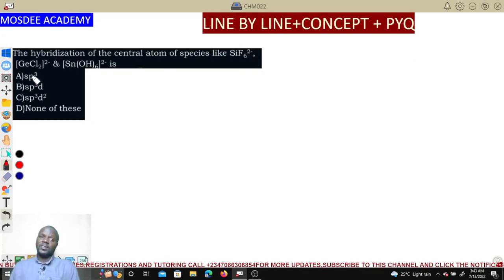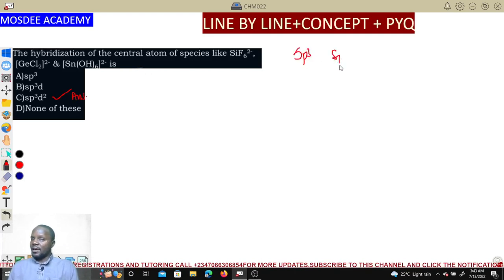The next question says, the hybridization of the central atom of species like SiF6 2-, you can see in the +2 oxidation state, GeCl2, SnCl2, is sp3d2. I talked about that. And for carbon, it's only sp3, whereas in this it is sp3d2. It's simple to know this from my knowledge of VSEPR.